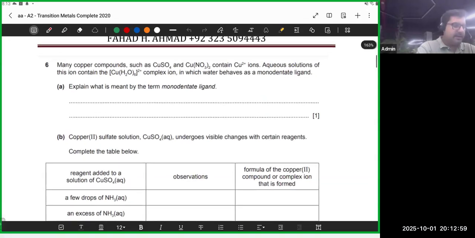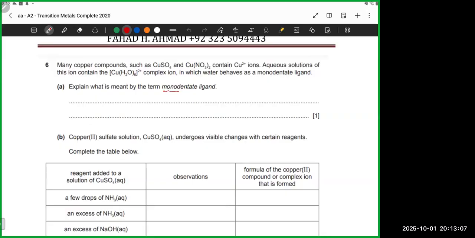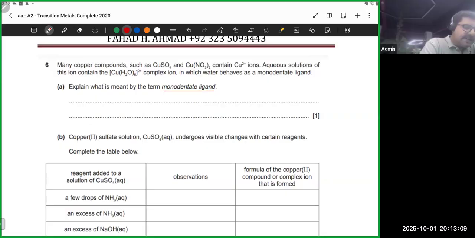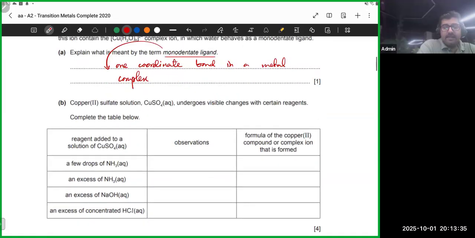So let's start with this one. The question is, what's a monodentate ligand? It's a ligand that forms one dative bond in a metal complex. Is that clear? So like water and NH3, right?